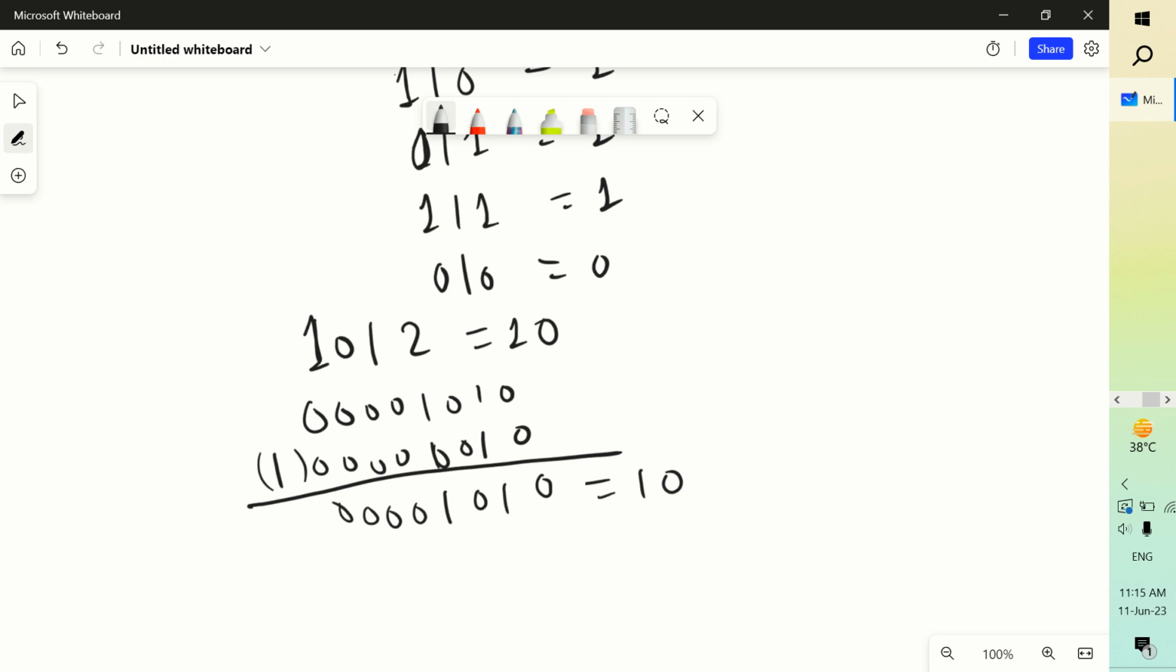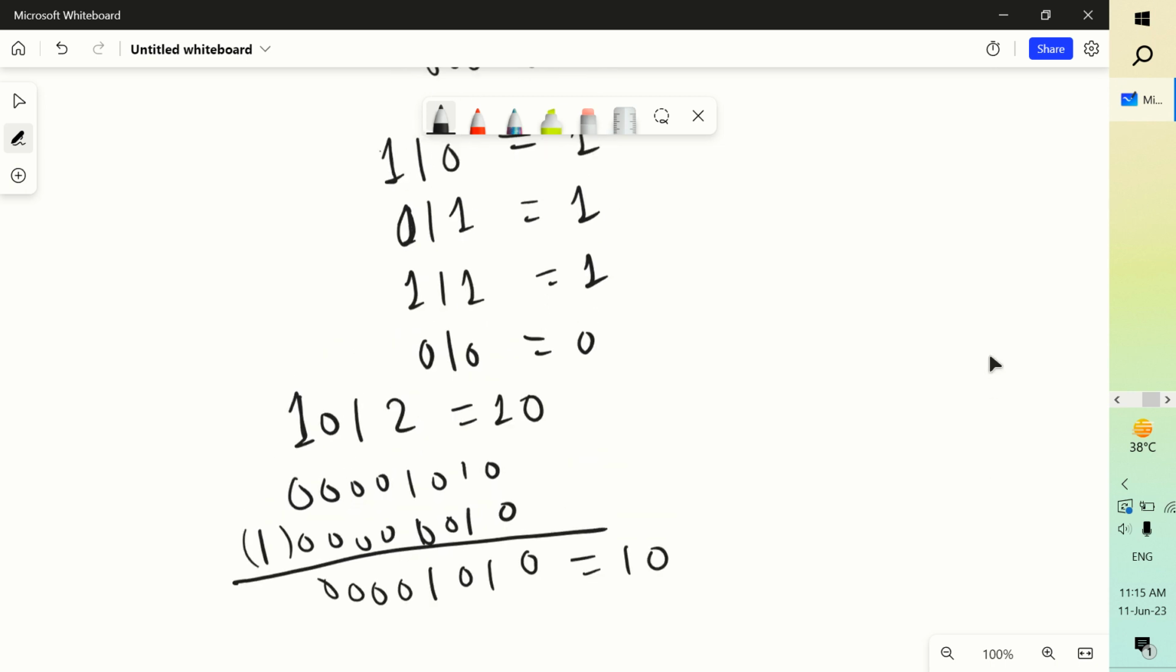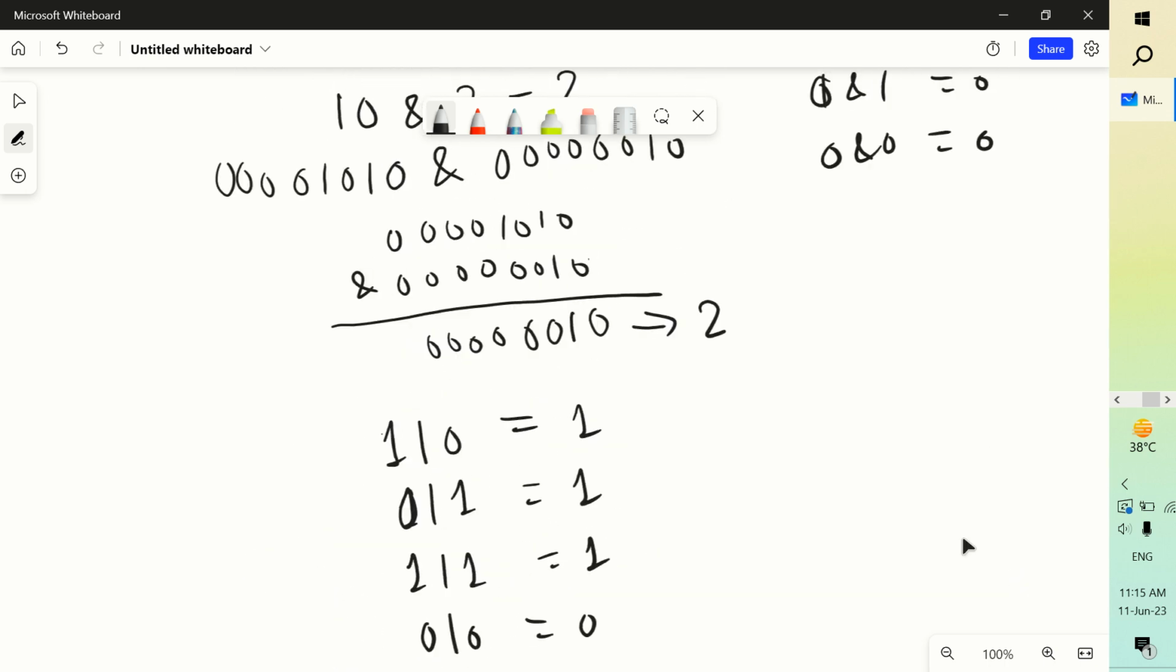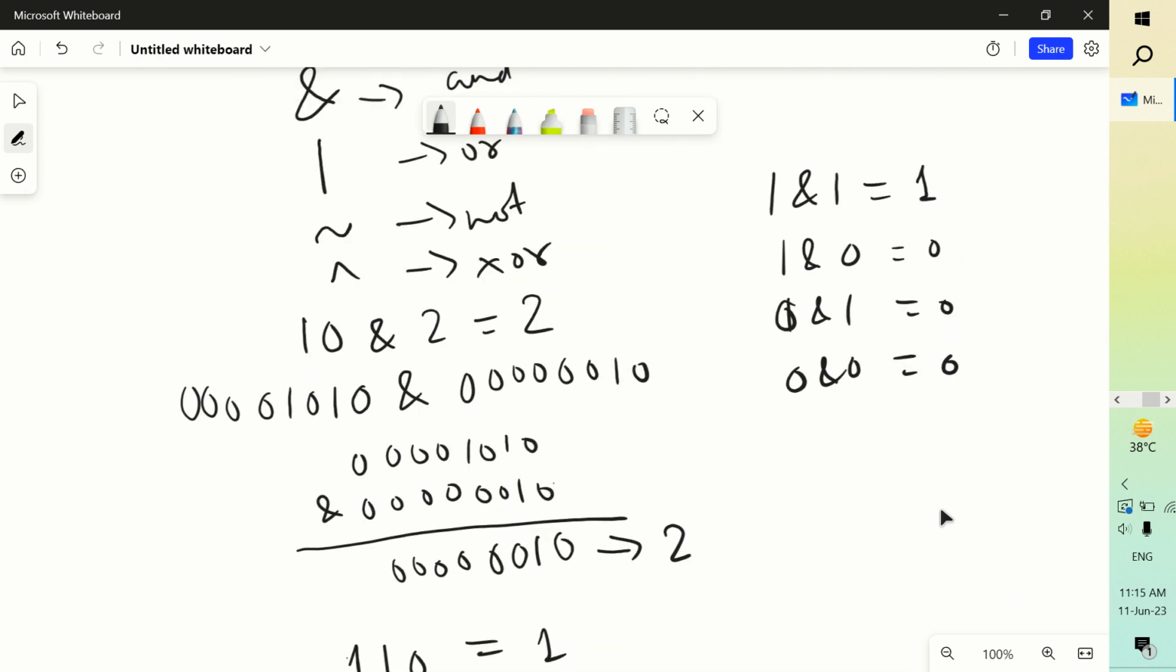Is it clear? Bitwise OR operator is clear. Yes, sir. Then we have the bitwise NOT operator.